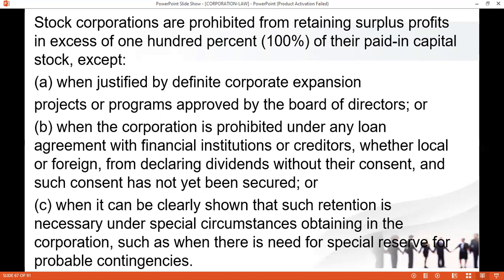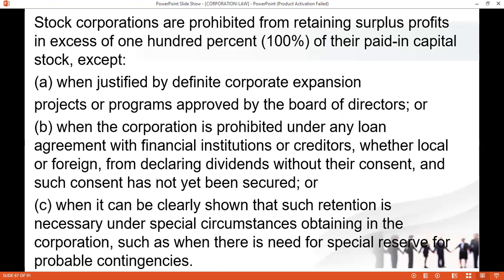So, kunyari, meron kayong plano na mag-expand or meron kayong mga long-term projects. So, you can set aside a portion of your retained earnings, gawin nating restricted. Huwag niyong gawing unrestricted, no? Kasi ang retaining surplus profits na babasehan natin dito is yung unrestricted. So dapat i-restrict natin yung retained earnings for corporate expansion para ma-exclude siya sa computation for improperly accumulated earnings tax.